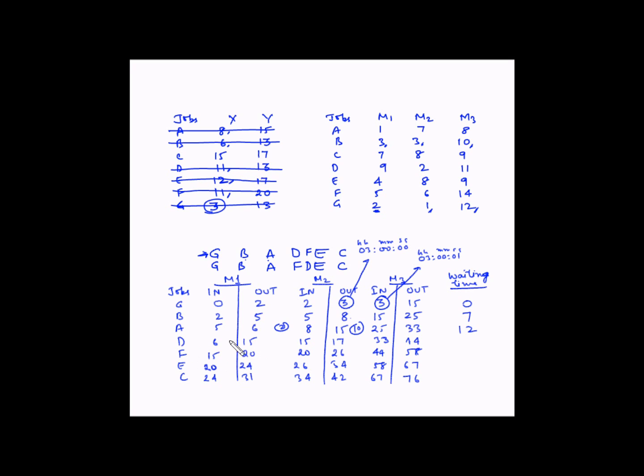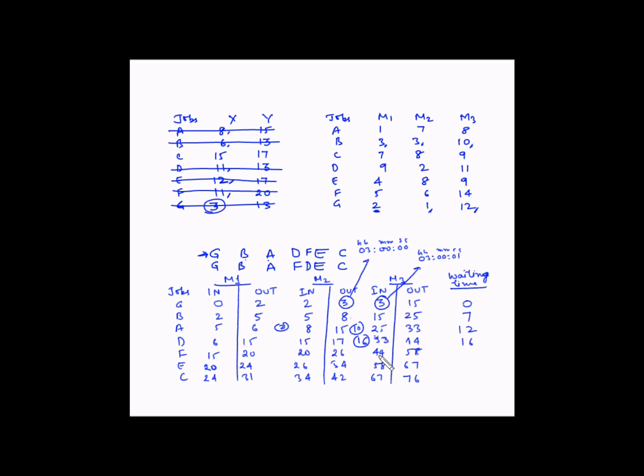For D, 6, 15, 15, 17, and then there is a waiting time between M2 and M3, which is 33 minus 17, that is 16. So this is 16. For F, it goes into M1 at the 15th hour, comes out at 20th, immediately goes into M2 at the 20th hour, comes out at 26th.